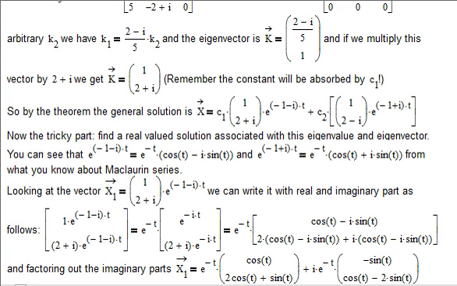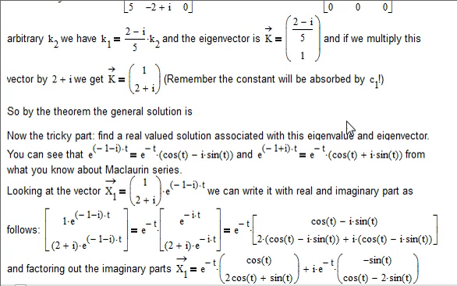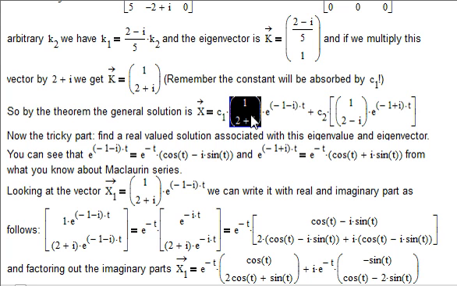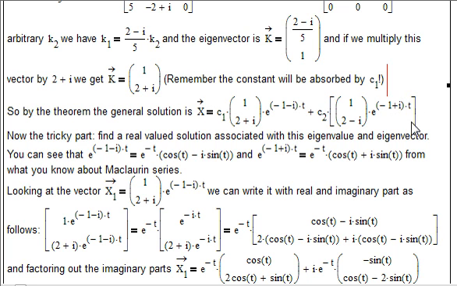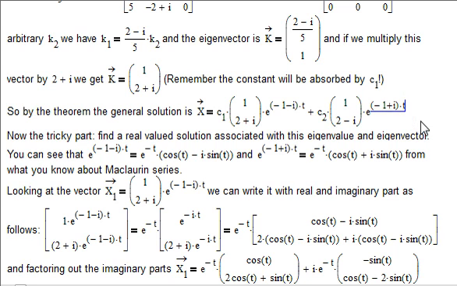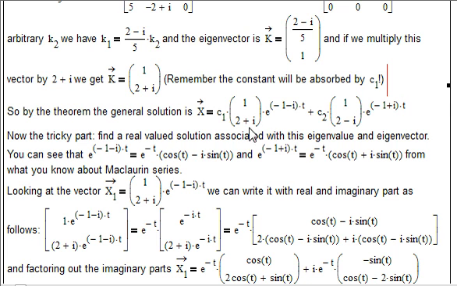From our theorem, we can say we now have C1 times the eigenvector that we just found times e to the (-1 minus i)t, and then plus C2 times the conjugate of this eigenvector times e to the (-1 plus i)t, that's the conjugate of -1 minus i, times t, and that indeed is our solution.